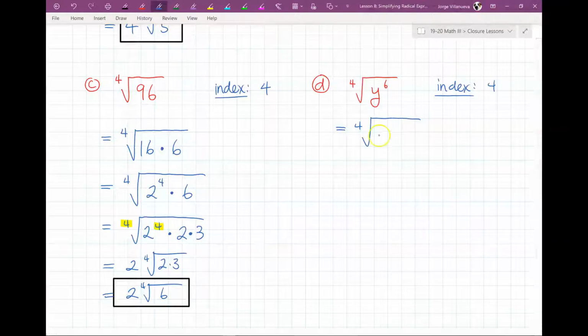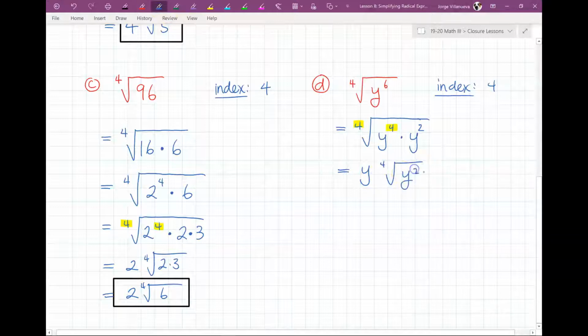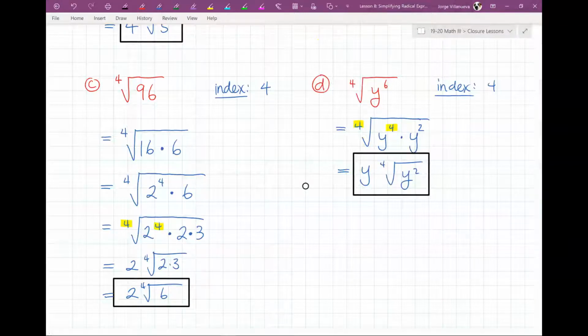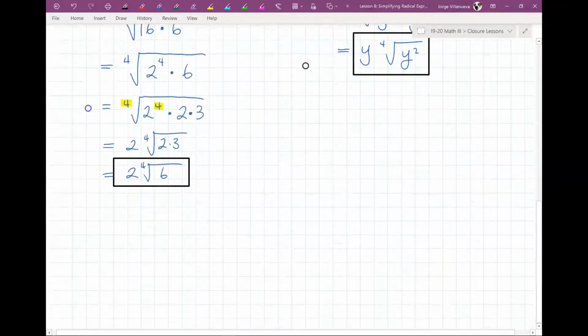So y to the 6th, that's the same as y to the 4th times y squared. Now notice, now I have matching pieces, right? And that y squared is never going to become a y to the 4th. It doesn't have enough y's in there. So that means I can take out one y and leave the 4th root of y squared inside. So there we go. There's part D. Now maybe you don't think that's hard, and if you don't, that's great. All right, let's do another one that's kind of like this.